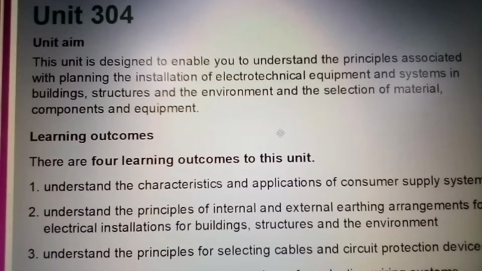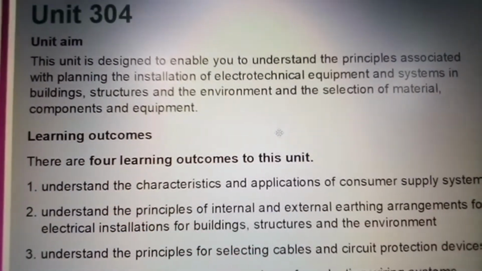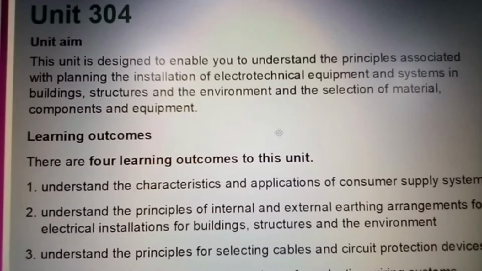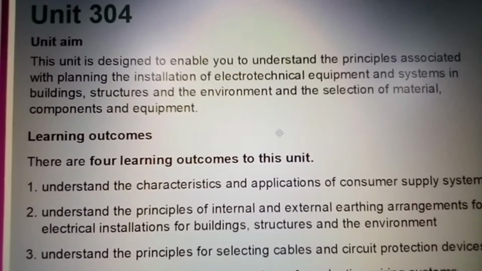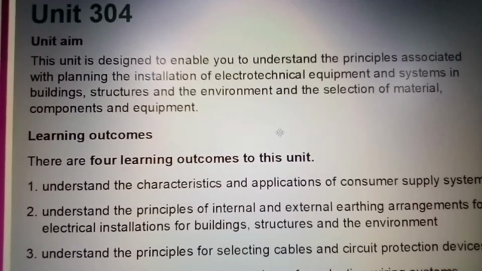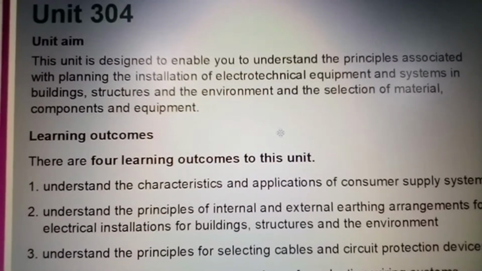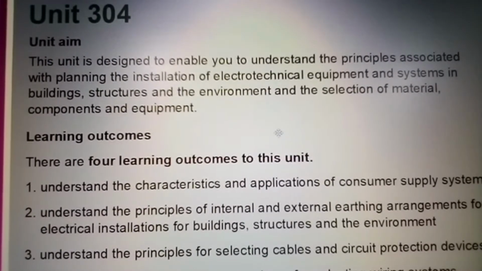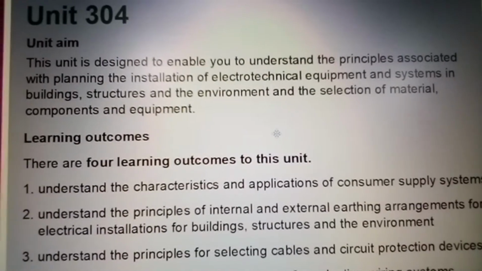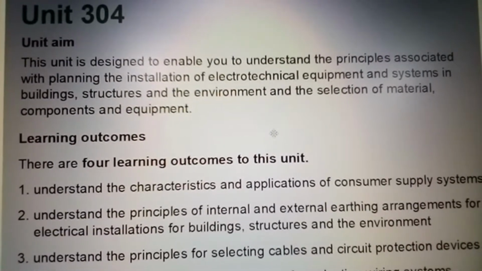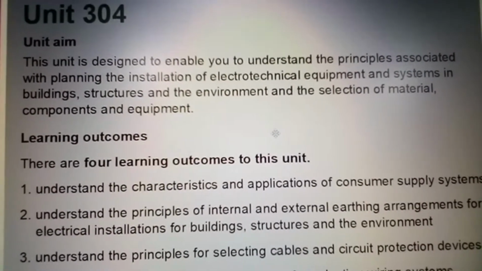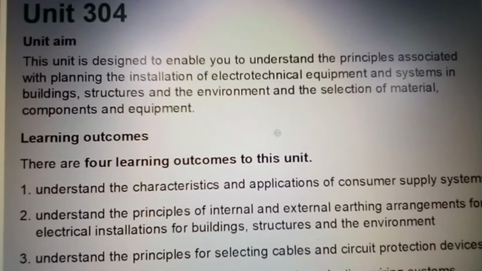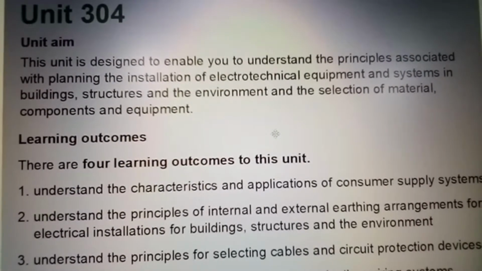And these are your learning outcomes. There are 4 learning outcomes to this unit. Understand the characteristics and application of consumer supply systems. Understand the principles of internal and external earthing arrangements for electrical installations for buildings, structures, and the environment. Now, item 2 brings to mind the specification in the IET regs in regards to electric power supply for charging electric vehicles.